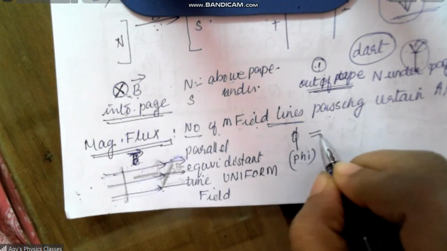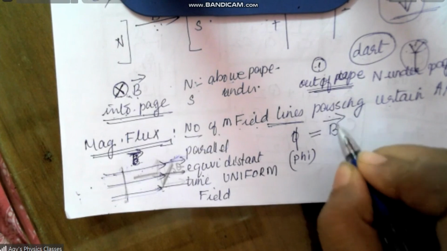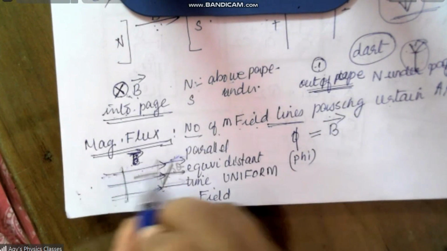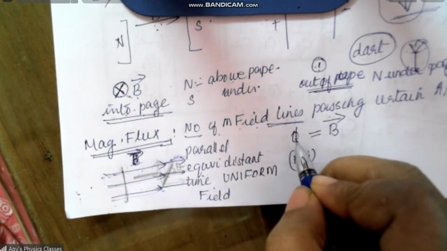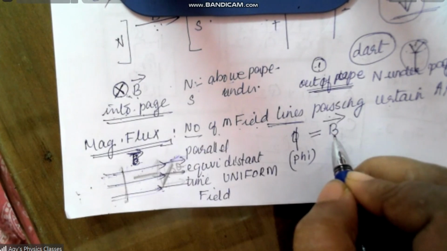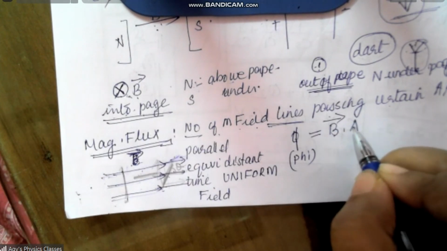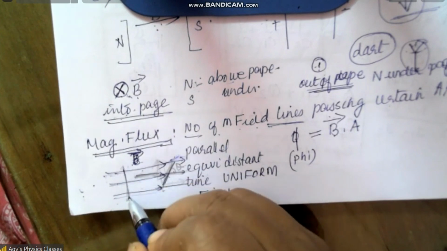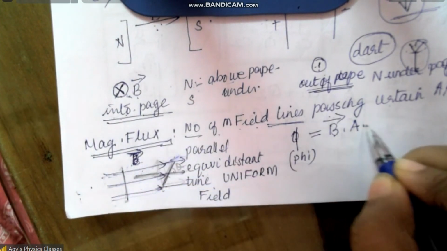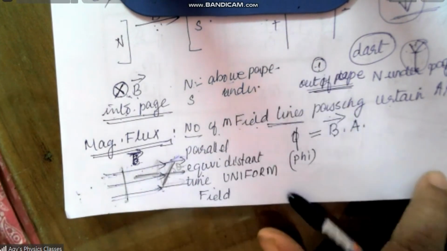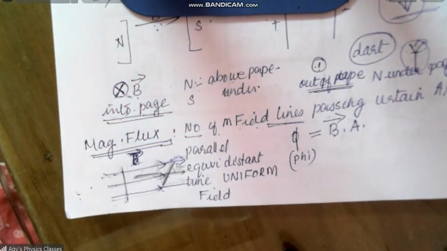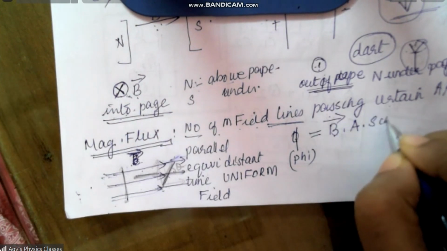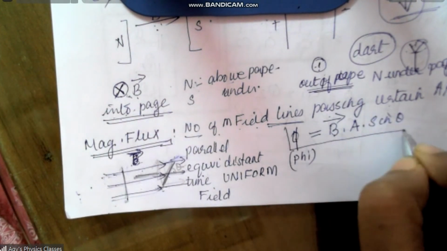Phi is equal to B. What is B? The magnetic field strength. Phi is the number of lines passing through. B is the magnetic field strength, multiplied by the area of the paper or the cardboard that is kept in the magnetic field, so B A sine theta. Very important.